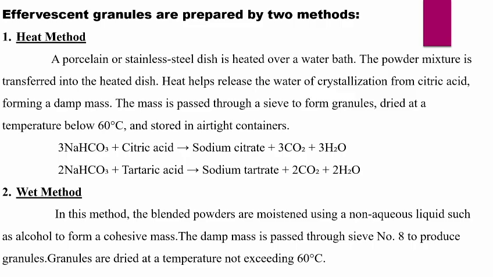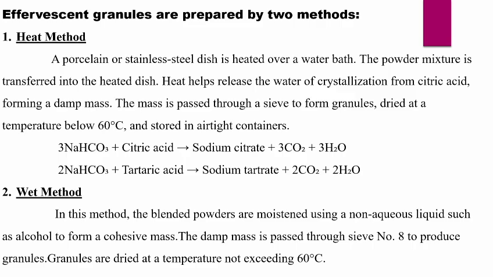In that preheated dish, we add the powder mixture, because the heat helps to release the water of crystallization from the citric acid powder, and it forms the dough mass. We then pass this dough mass through the sieve to form the granules. Once the granules are formed, they are dried at a temperature below 60 degrees Celsius and stored in airtight containers.